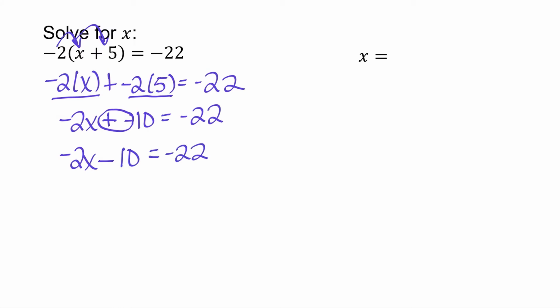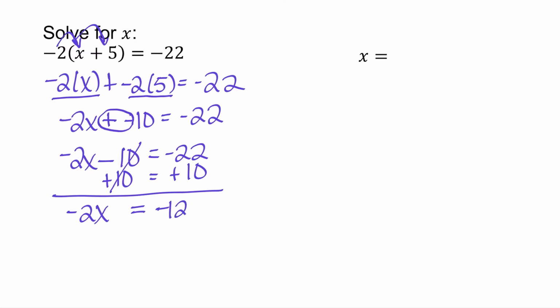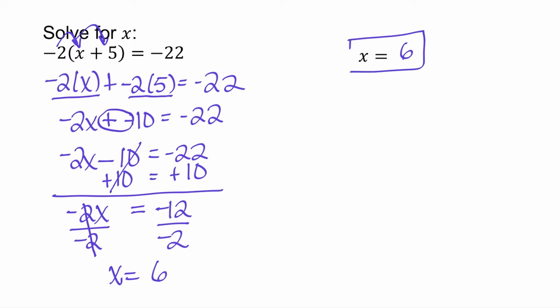Now I'm going to try to isolate x. So I'm going to start off with adding 10 to both sides. So on the left side, that leaves me with negative 2x. Negative 10 and plus 10 will cancel. So that I have negative 22 plus 10, which is negative 12. Now I need to divide both sides by negative 2. And on the left side, negative 2 and negative 2 will cancel, leaving me with x equals negative 12 divided by negative 2, which is 6. So my answer is x equals 6.